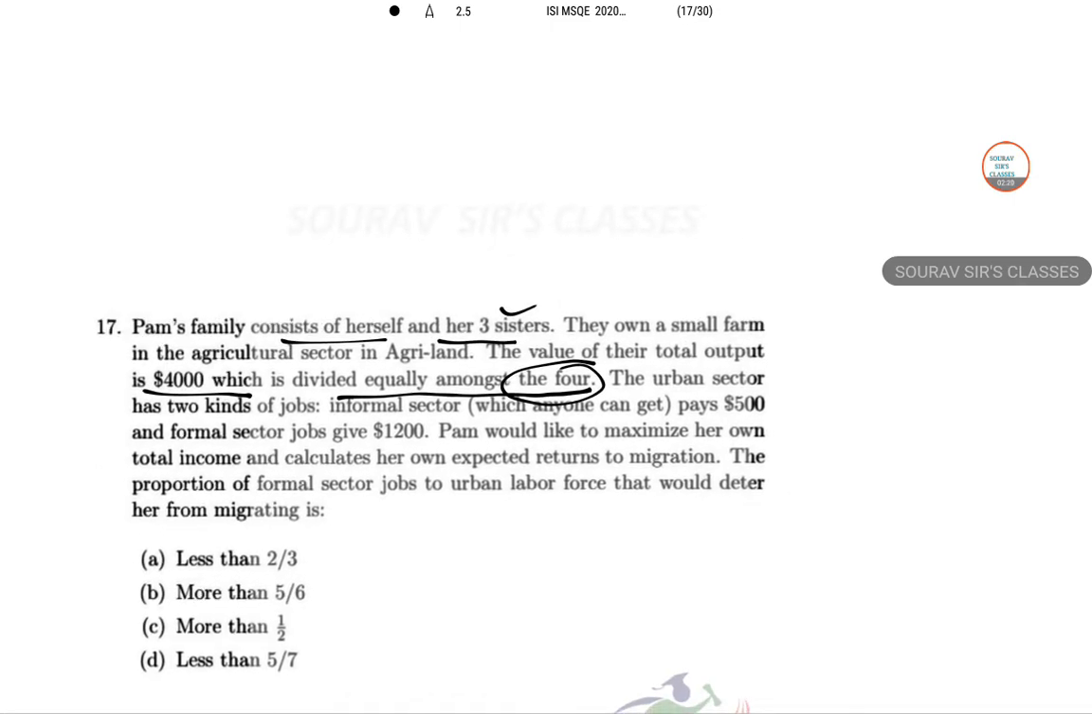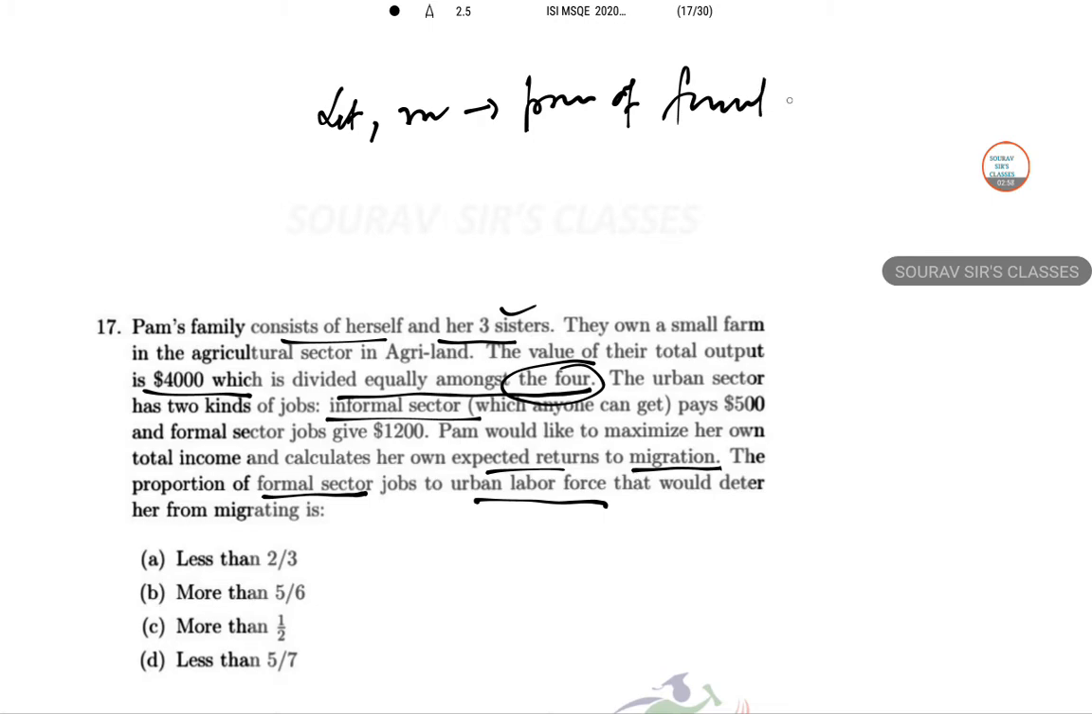So the value of their total output. Now the urban sector is of two kinds: informal, which pays 500, and formal, which pays more. So Pam would like to maximize her own total income and calculates her expected returns in order to decide on migration. So the proportion of formal sector jobs to the urban labor force would determine the migration. So let M equal the proportion of formal jobs divided by the urban labor force.